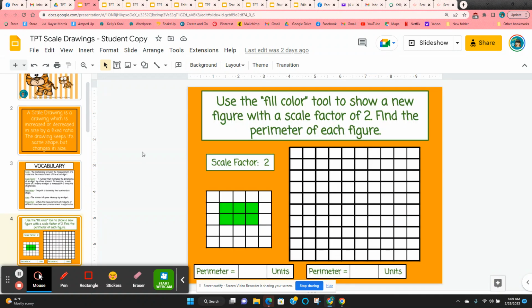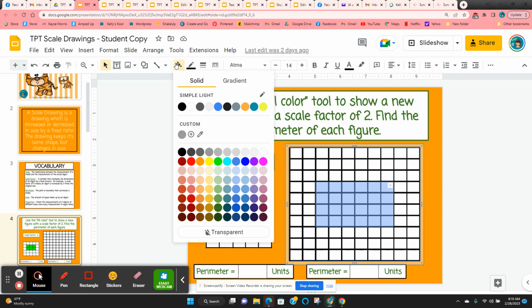On slide 4, now they're going to be actually creating their first scale drawing. They have just a rectangular shape here, and they want to increase it by a scale factor of 2. So they're going to take each of the sides and multiply it by 2. They create a new figure by clicking and holding in one of the squares, and then they just scroll across. So they want 6 by 4. And then they come up here to the fill color feature. They can color it with any color they like.